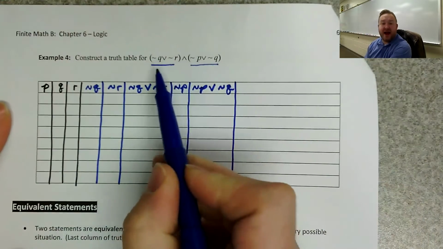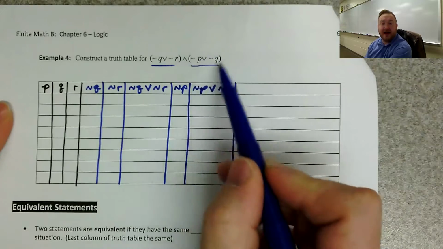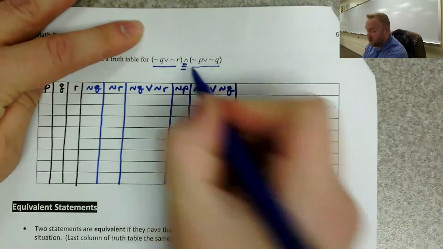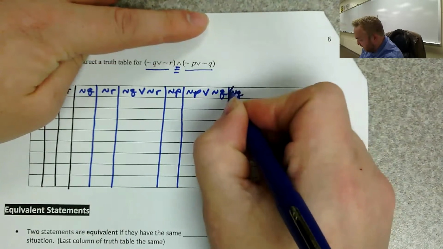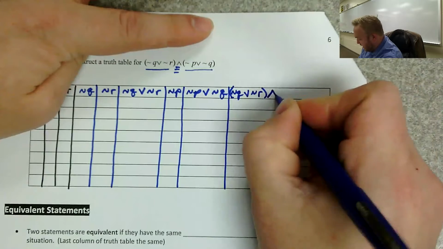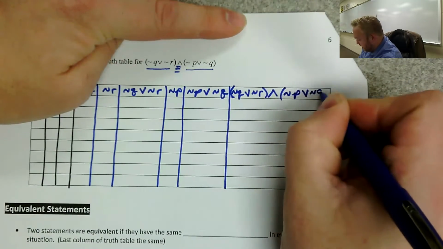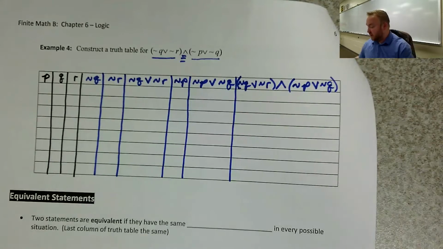All right, so now I have a column for this parentheses. It's right here. I have a column for this parentheses. It's right here. So I am ready to do that conjunction. So I'm going to write that whole thing out. Not Q or not R, and not P or not Q. Okay, great. So now it's time to put in our trues and falses.